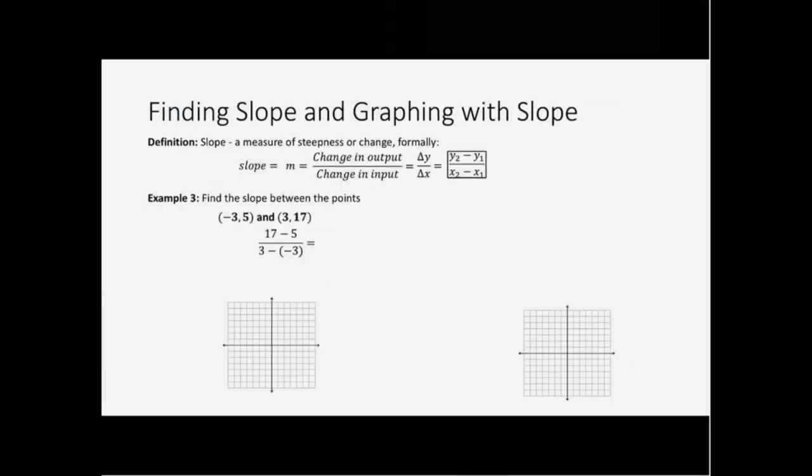So now we just do some algebra. 17 minus 5 is 12. 3 minus -3, again, we're going to flip it. It's going to be 3 plus 3 is 6. 12 divided by 6, if we reduce the fraction, is 2 over 1, or 2. So usually we skip that middle step of saying, oh, 12 over 6 is 2 over 1. The reason I don't want to skip over that in this particular case is because slope is a change in output over change in input.